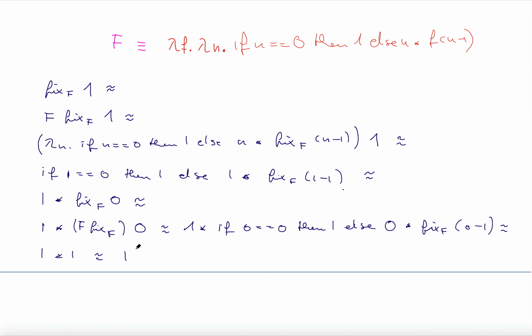Okay, so what you can do now is take pen and paper, compute factorial of 2, and see whether you can follow all the steps.